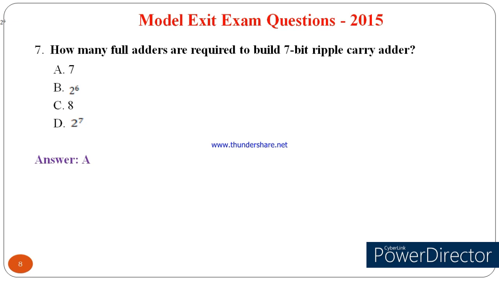That is, 7 full adders are required to build a 7-bit ripple carry adder. Each full adder takes a carry in bit, which is the carry out bit of the previous adder. This kind of adder is called a ripple carry adder.